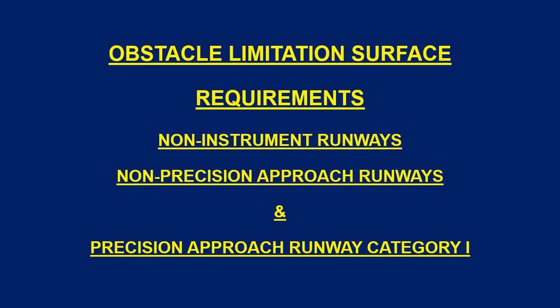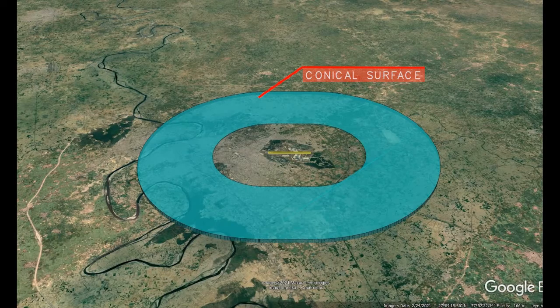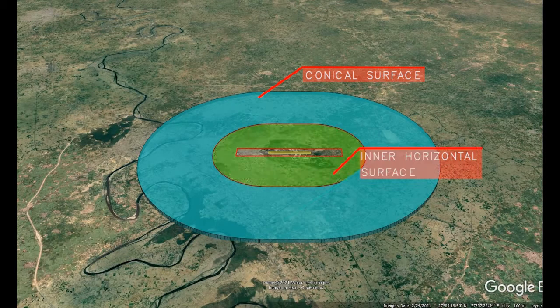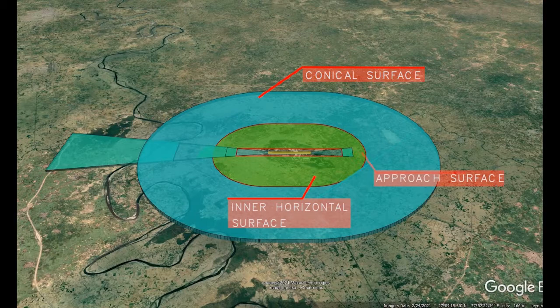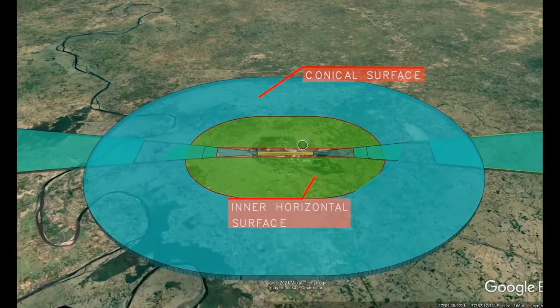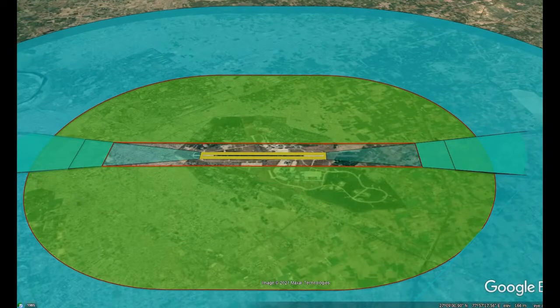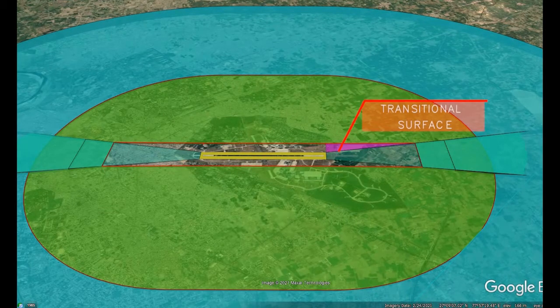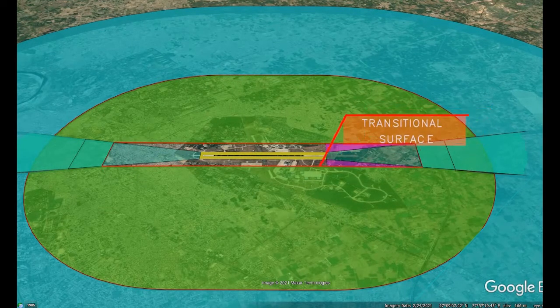Obstacle limitation surface requirements for non-instrument runways, non-precision approach runways and precision approach runway category 1: conical surface, inner horizontal surface, approach surface in sequence, first section, second section and horizontal section, and similarly for the other runway. Violet area marked is transitional surface.